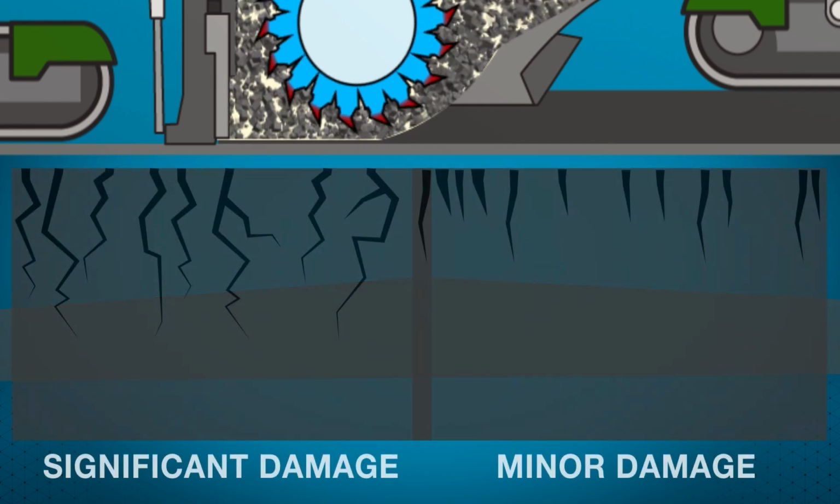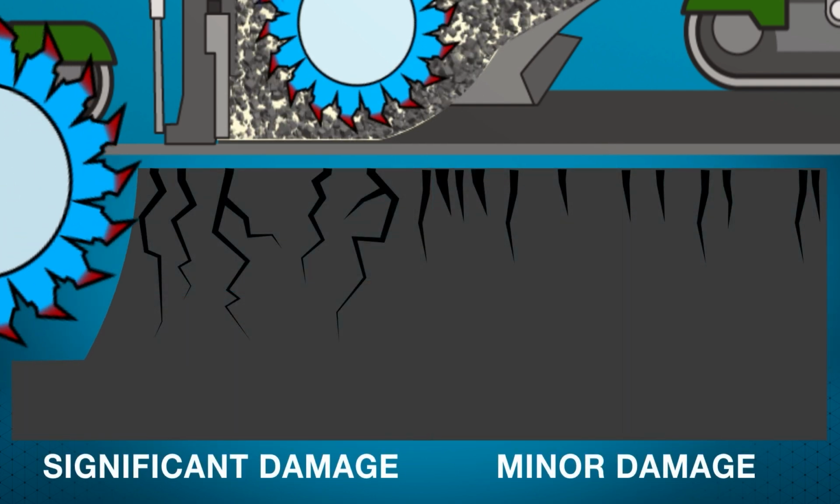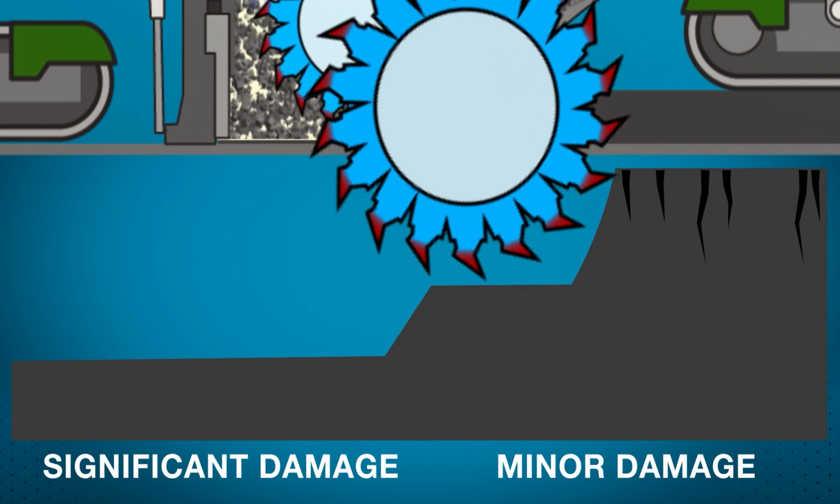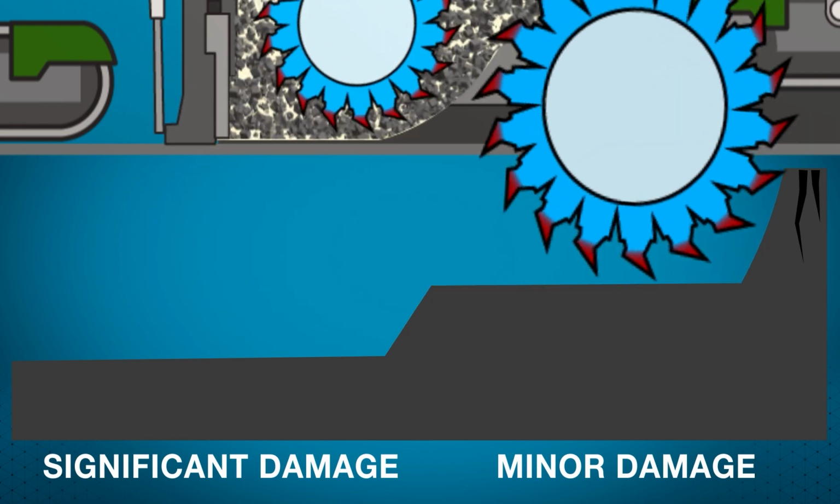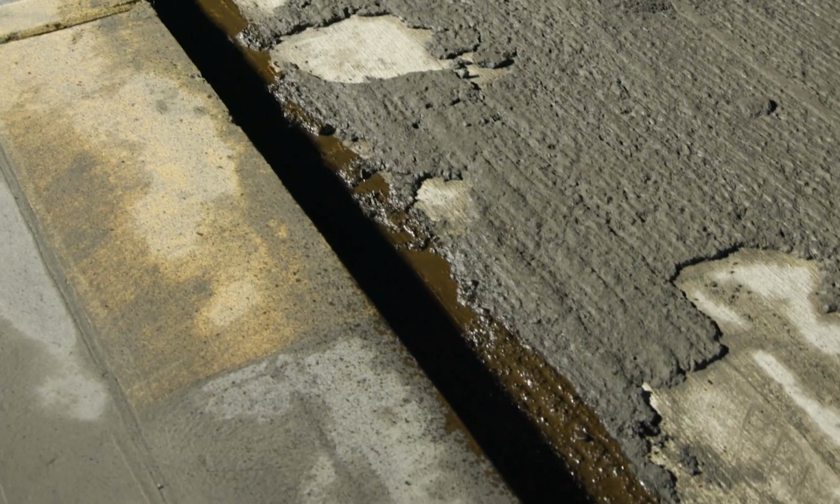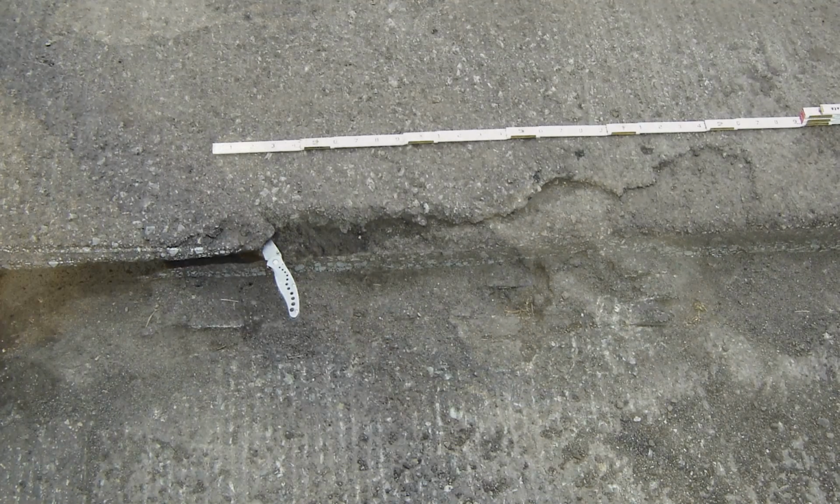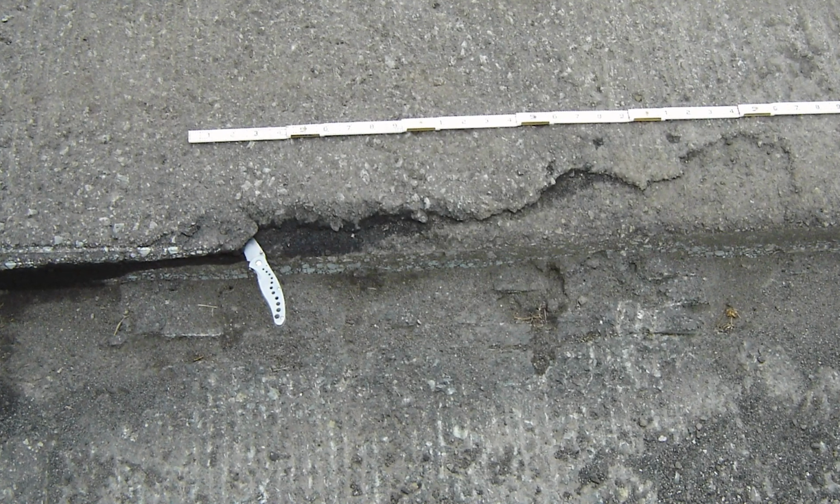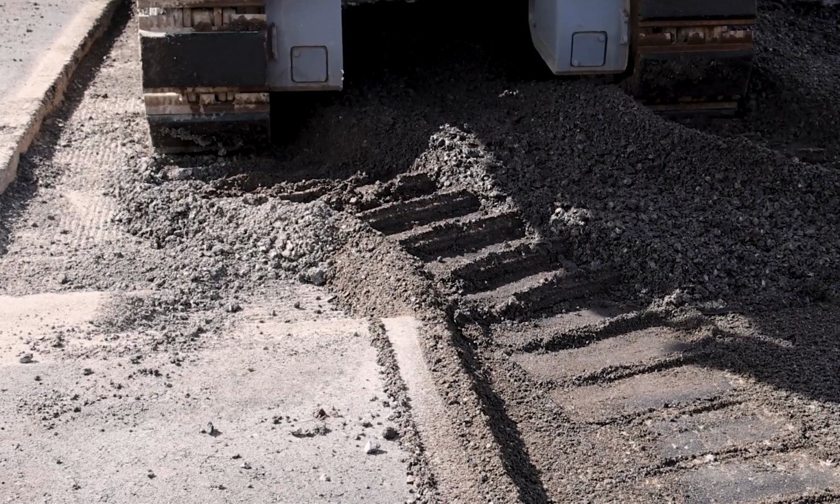Variable depth milling addresses varying levels of wear by milling deeper in areas with significant damage and shallower milling where pavement is in better condition. Incorrect milling depth can cause issues like scabbing, where a thin layer of pavement peels off, delamination, where the layer debonds but remains in place, or disintegration, where the surface disintegrates into small pieces.